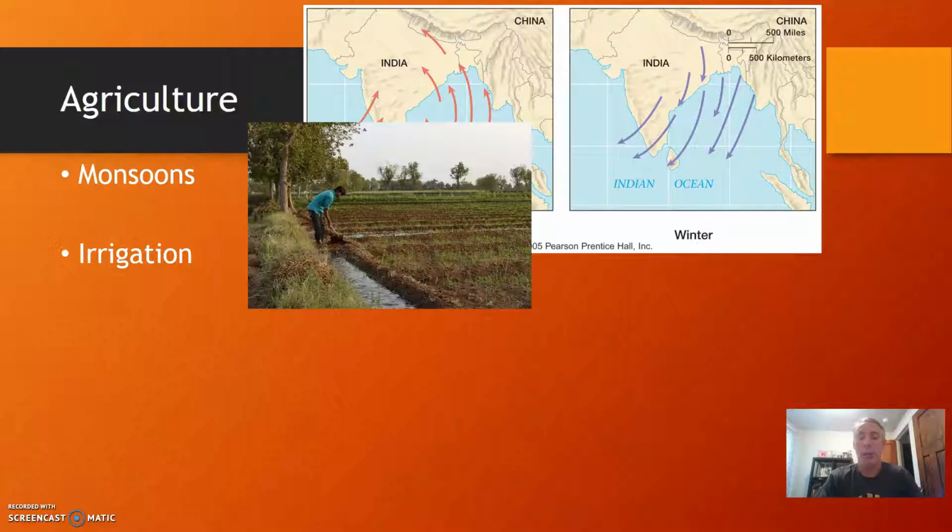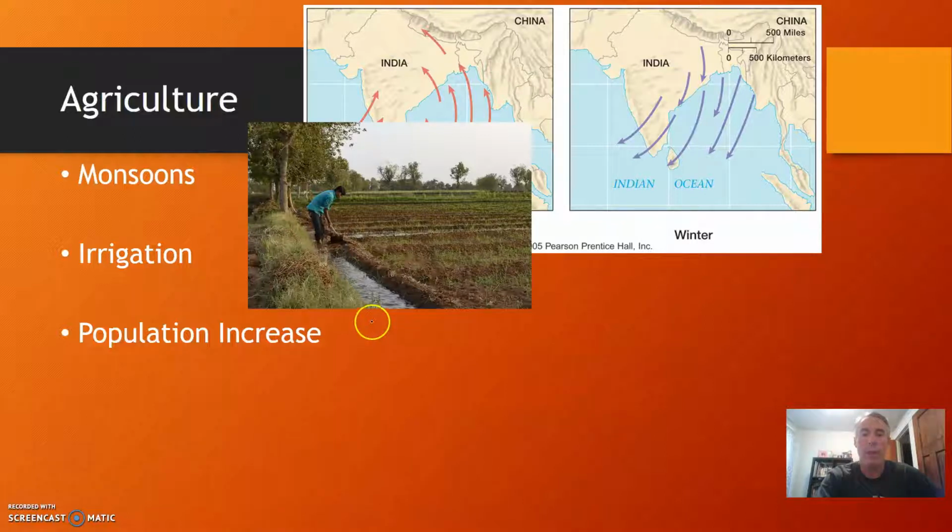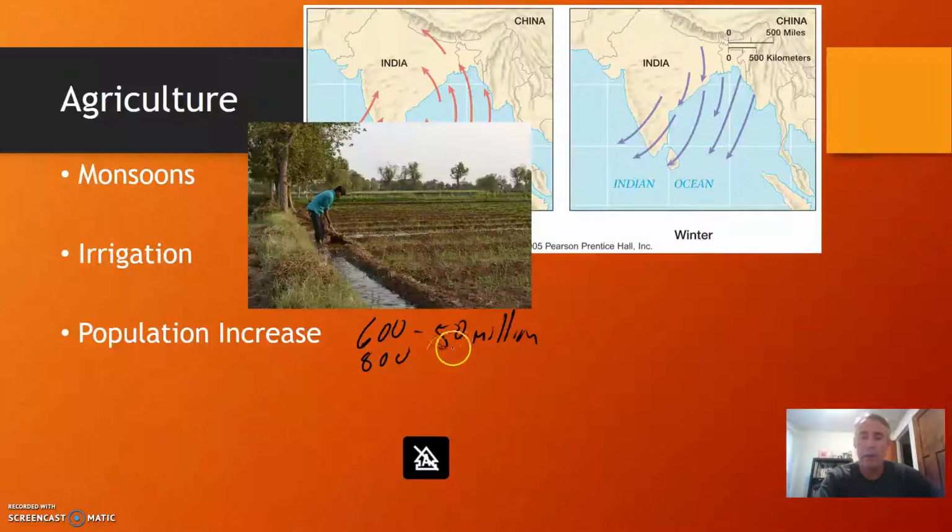And when you have an increase in crop production, this leads to population increase, right? More food equals more people. This started to increase rapidly in the 9th and 10th centuries. Even before then, in the year 600, India's population stood at roughly 50 million people. 200 years later, the year 800, it was around 65 million. 200 years after that, in the year 1000 CE, it topped off at about 80 million.